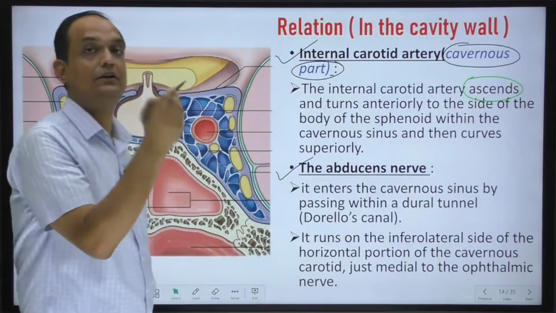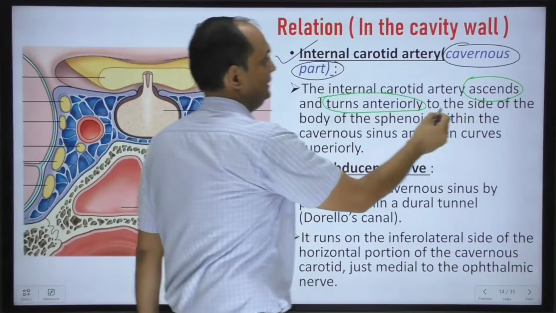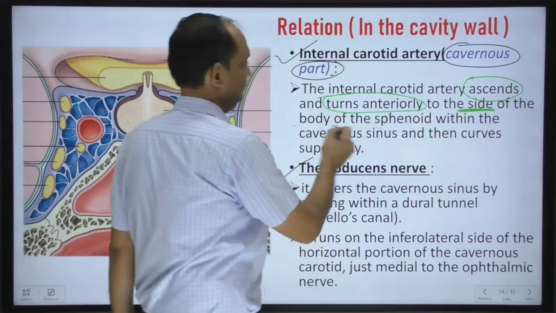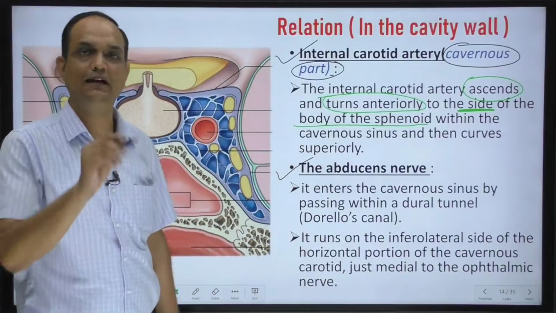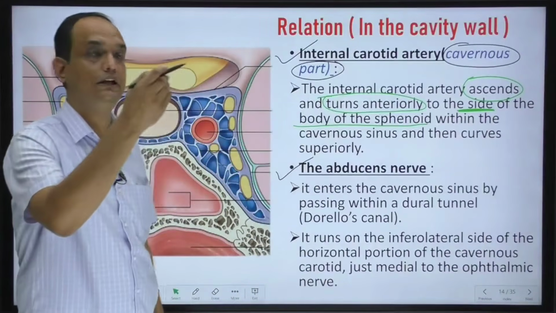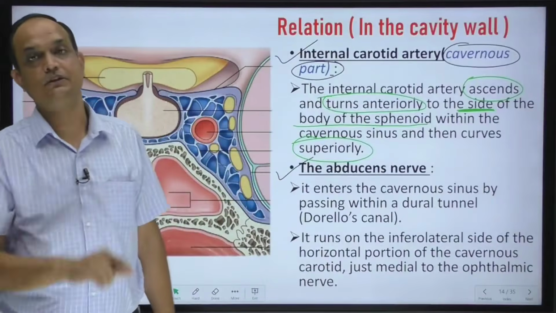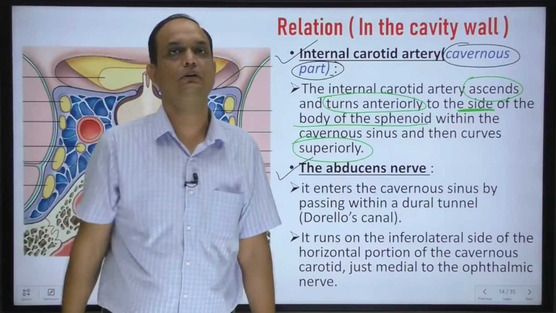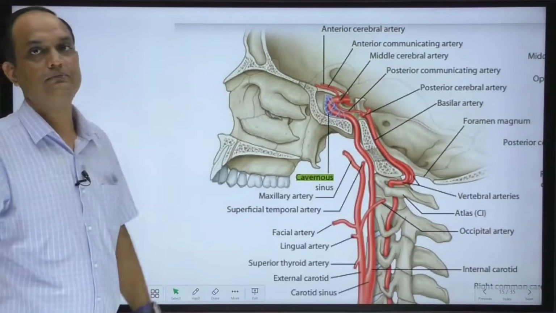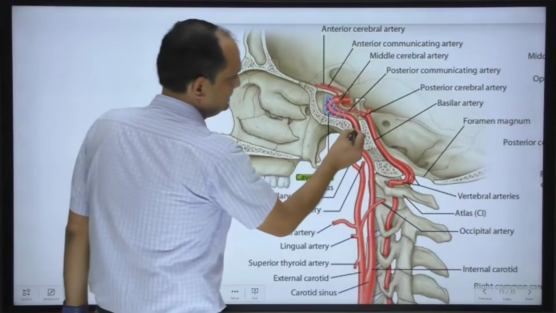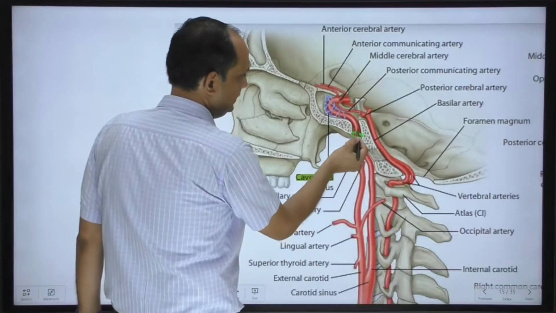The internal carotid artery enters through the carotid canal of the base, then it ascends. After ascending, it turns forward, or anteriorly, and it comes on the side of the body of the sphenoid within the cavernous sinus, and ultimately it curves anteriorly and reaches the superior aspect where it comes in relation to the roof of your cavernous sinus. Now first we will see this diagram. Here you can see that this is your carotid canal. Now this is your internal carotid artery.